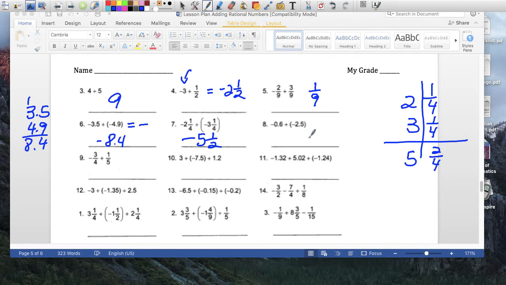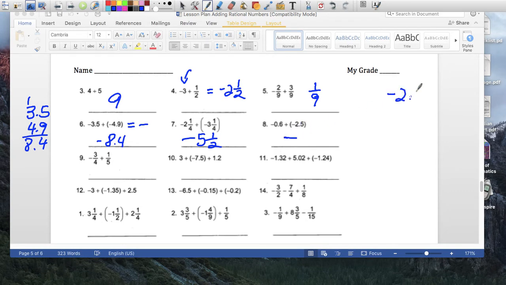Again, these two are negatives. I guess I am doing all the problems. These two are negatives. It's okay. So again, my answer is going to be negative. 2.5 and 0.6. That's going to give me 3.1. Negative.